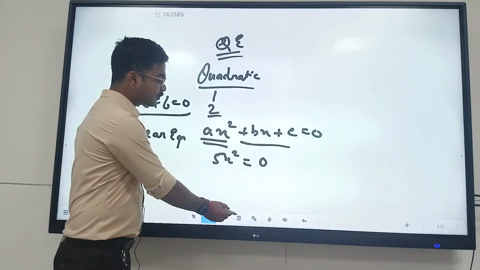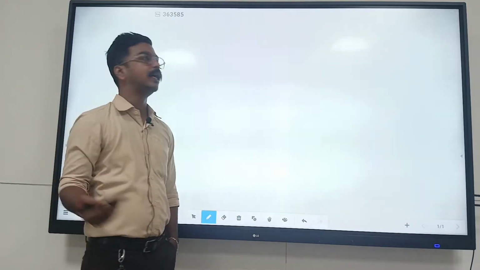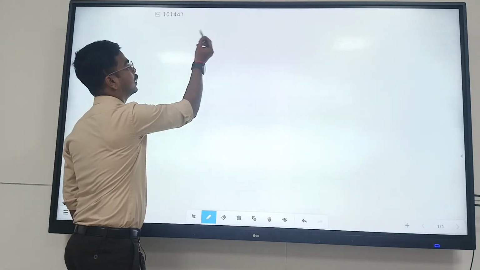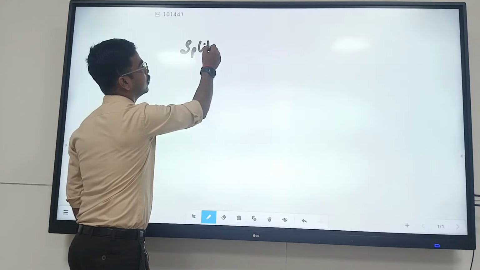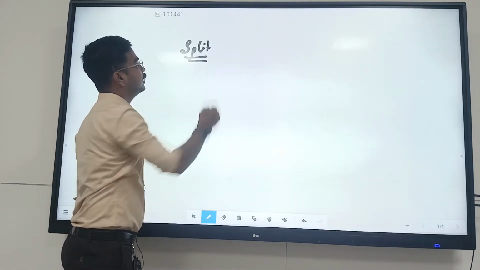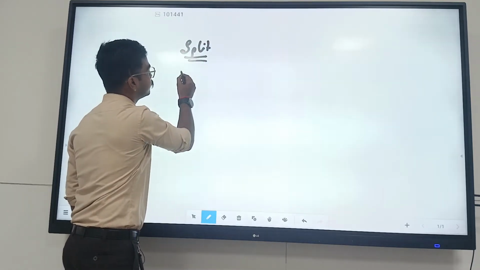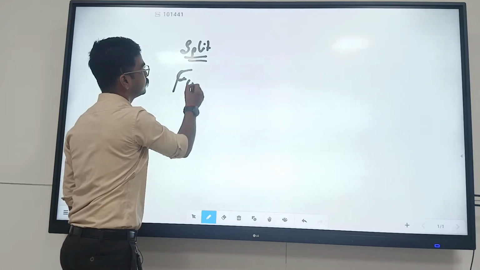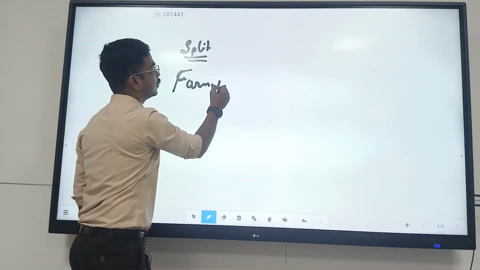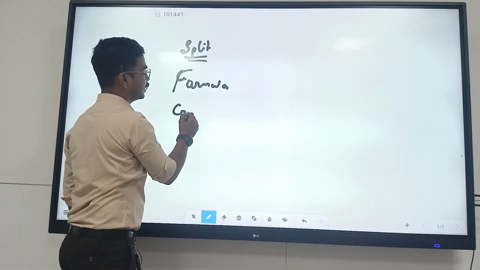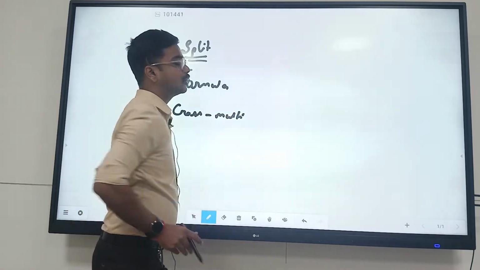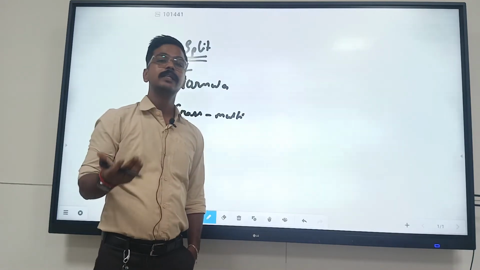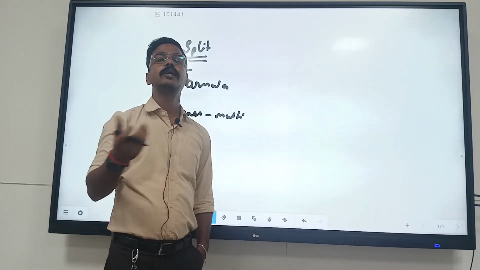Basically there are three ways by which we can solve any quadratic equation. Firstly, there is the splitting method. Secondly, there is the formula method, and thirdly, there is the cross multiplication method. So these are the three ways by which we can find the roots of any quadratic equation.